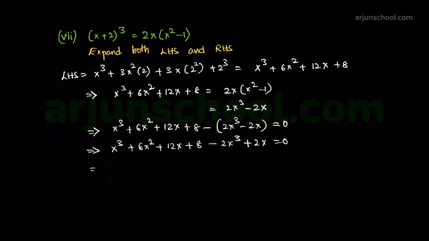Now let us simplify the terms. X cube minus 2x cube is minus x cube, 6x square, and then 12x plus 2x, and then we have 8 plus 8 is equal to 0. The highest power of the variable x in the equation is 3, not 2. Therefore, this is not a quadratic equation.